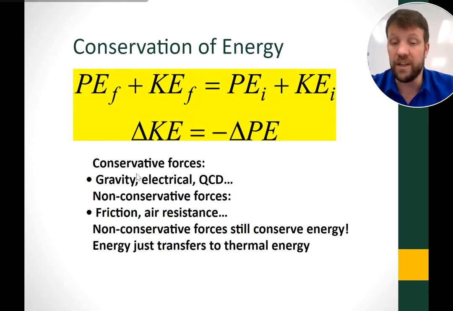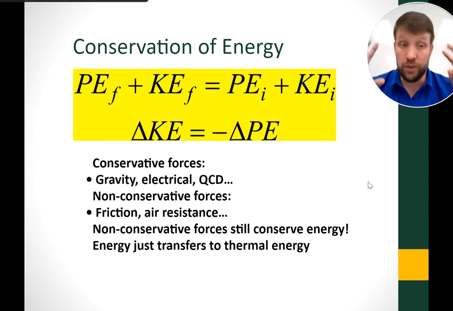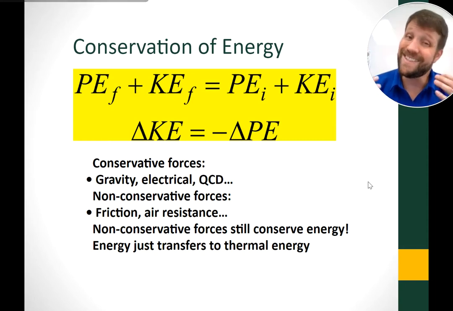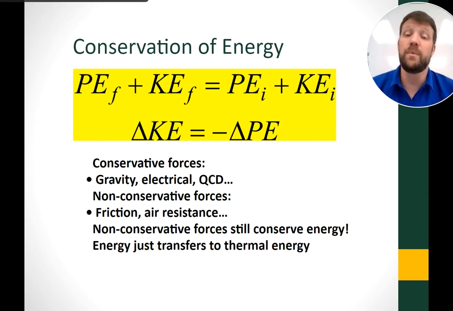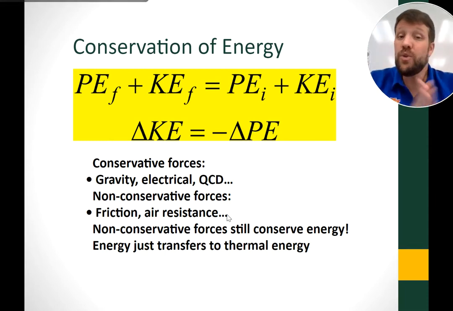And so conservative forces are going to allow this to happen. Things like gravity and electrical forces are going to allow for this conservation of energy. Now, if we were to lose energy from a system, again, it's not lost, it's transferred to something that would take it out of the system. And that's things like friction or air resistance, right? If you rub your hands together, you're losing some amount of energy there because your hands are getting warmer.